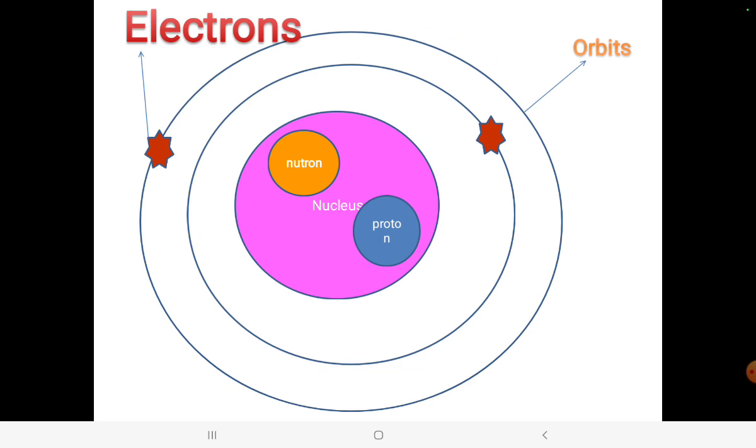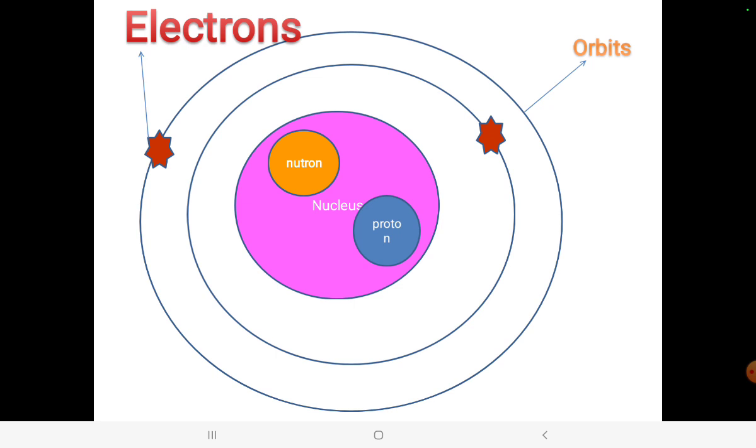Of course we may have learned this in our previous classes, so let us recollect all of it. This is the structure of an atom. In the atom there is a center, one spherical part. The spherical part contains two fundamental particles: the first one is the neutron and the second one is the proton. These two are packed together in a particular spherical part. That is nothing but the nucleus.